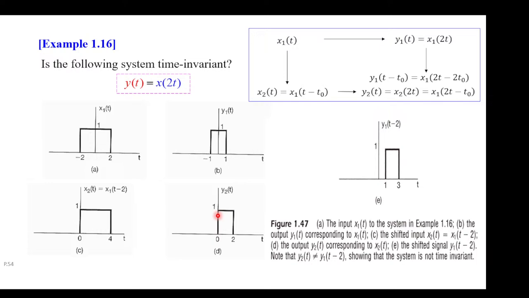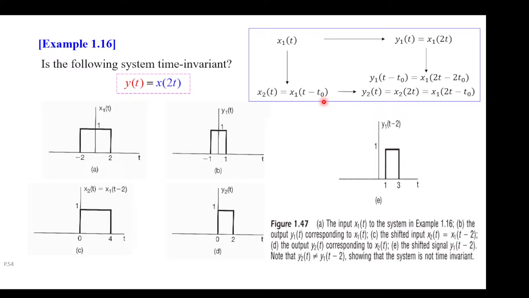So we have x1 of t going through the system to y1 of t equal to x1 of 2t. Then you do the time shift here, so you change t to t minus t0. So y1 of t minus t0 is x1 of 2t minus 2t0. On the other hand, you do the time shift first. So you have x2 of t equal to x1 of t minus t0.